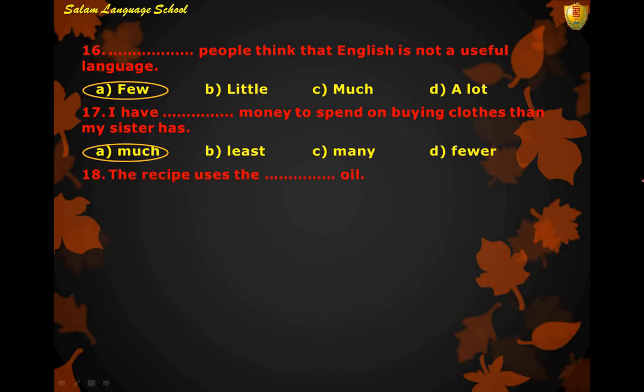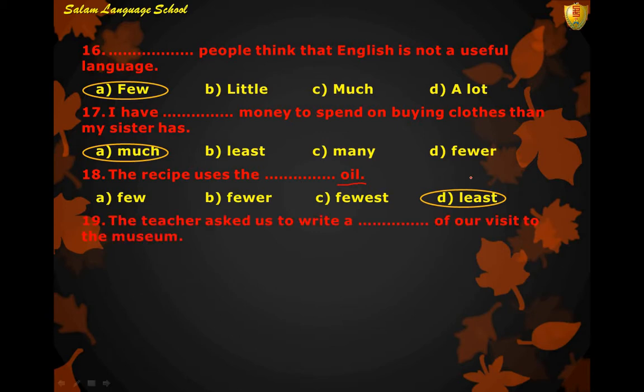Number 18. The recipe uses the blank oil. Fewer oil, fewest oil, least oil? Think about the word. Is it a countable or uncountable one? Oil is uncountable, so the answer will be least. The recipe uses the least oil.